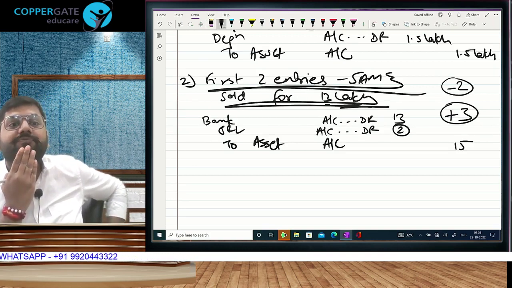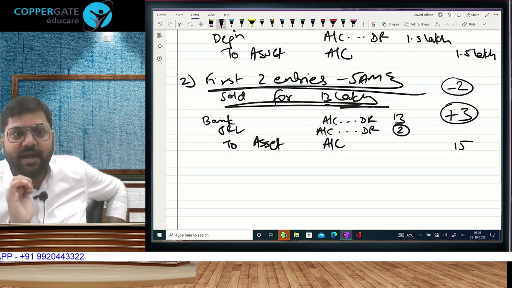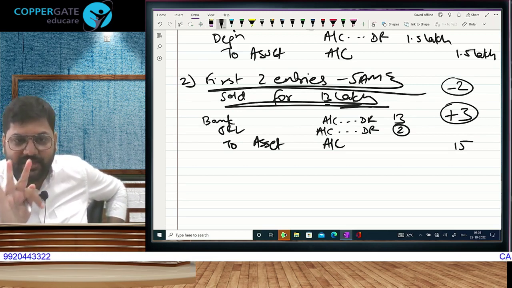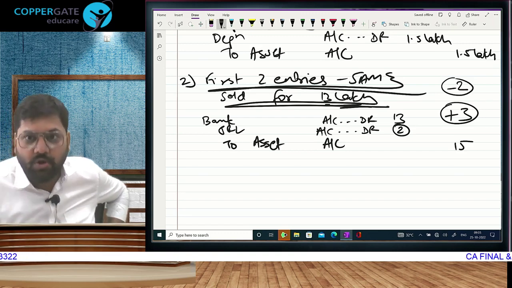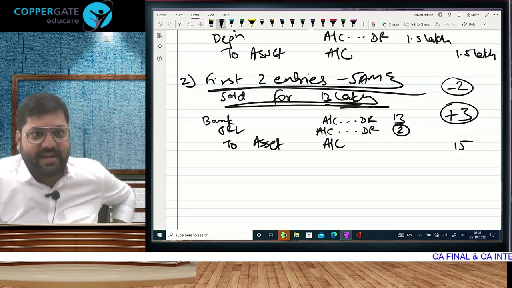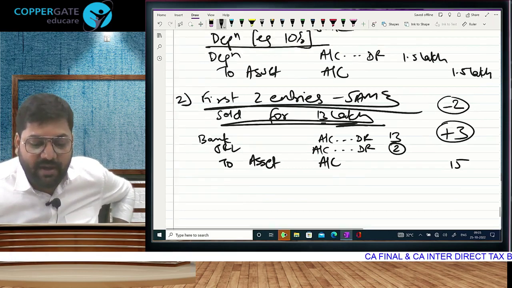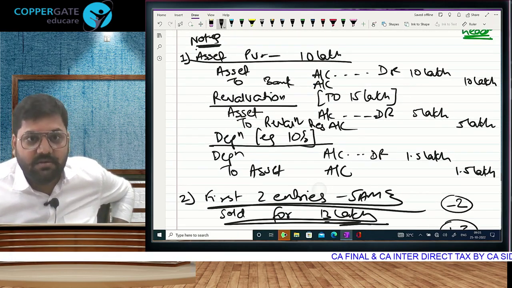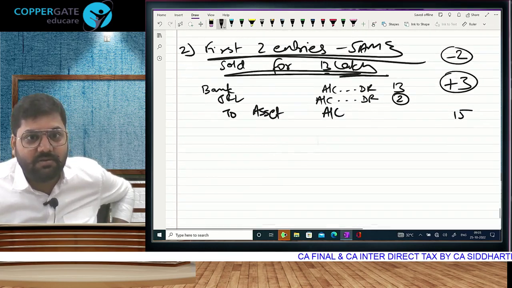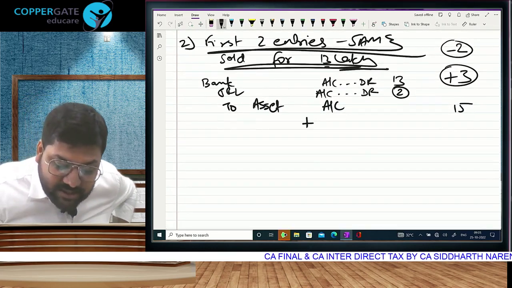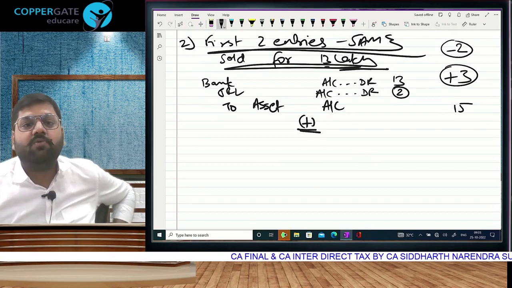Matlab difference is of 5 lakh rupees. Profit of plus 3 is being shown as minus 2. You know why? Where is that 5 lakh lying? You want to guess? Where is that 5 lakh lying? That 5 lakh is lying in the revaluation account. At this stage, you should have passed one more entry.